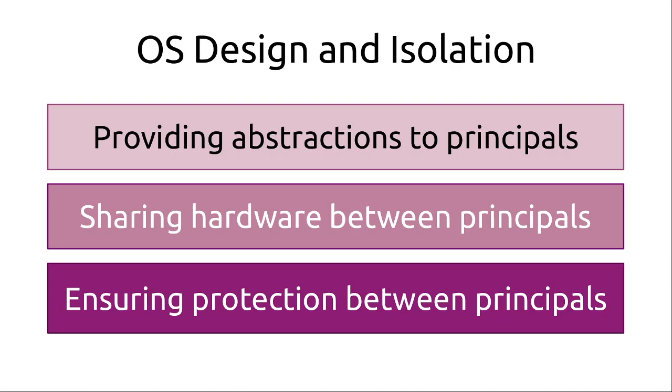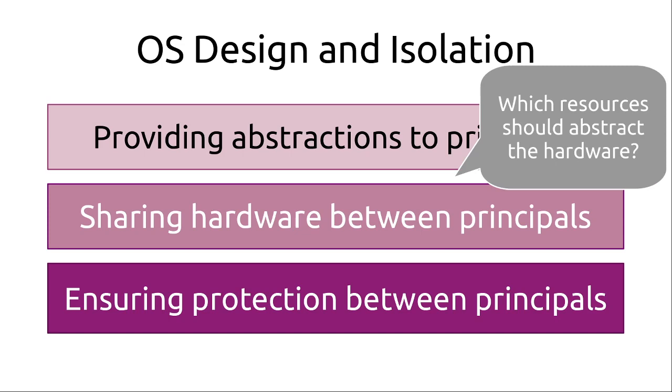So let's just review what we're doing as operating systems from the absolute highest level. When we talk about operating system design and providing isolation for the system within a system, we're talking about providing abstractions to principals that are executing on the system. We're talking about sharing hardware between those principals in some methodical and reasonable way, and we're talking about assuring protection between those principals. So if we look at each of these, there are a lot of questions, of course.